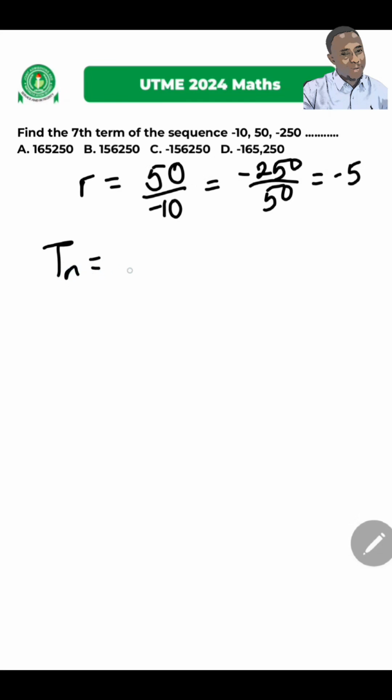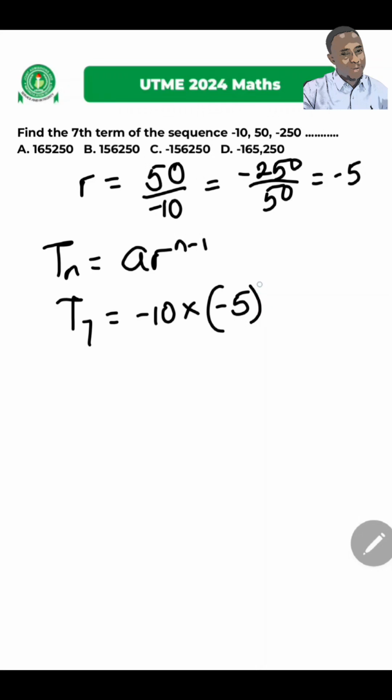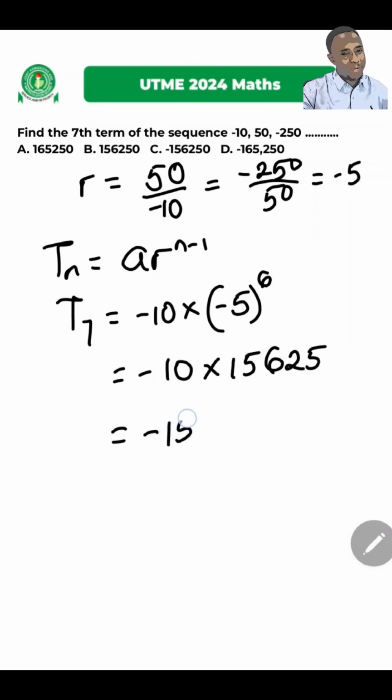The nth term of a GP is ar^(n-1). I hope you know that a is the first term, r is the common ratio, and n is the term in question. So the seventh term should be equal to, the first term here is negative 10, times the common ratio, negative 5, raised to n minus 1, that is 7 minus 1, which is 6. So I have negative 10 times negative 5 raised to 6, which is 15625. So the final answer is negative 15625, and that is option C.